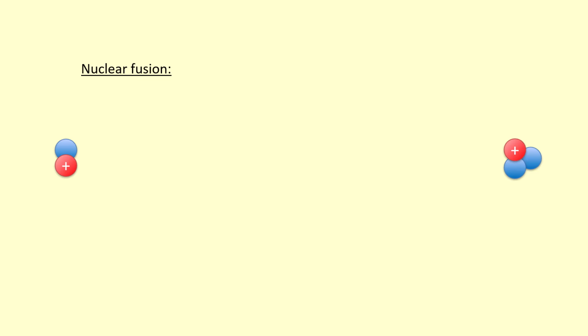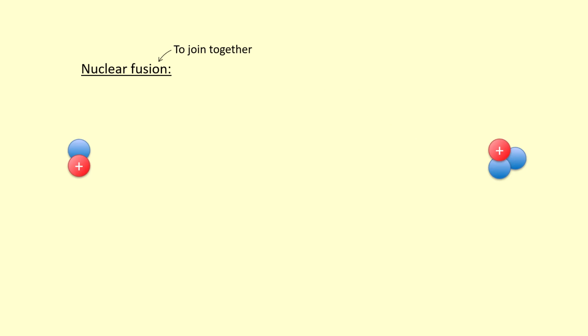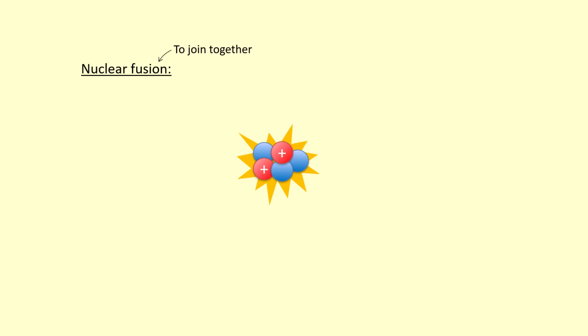Nuclear fusion is where you join two light nuclei together, for example, hydrogen. It is easily mistaken with nuclear fission. Nuclear fusion, think about the word fuse, which means join together. So what happens when these two light nuclei join? They fuse together to make a larger, heavier nucleus.